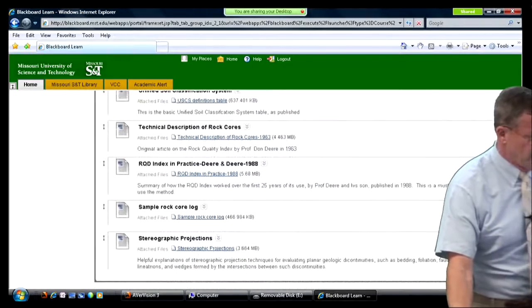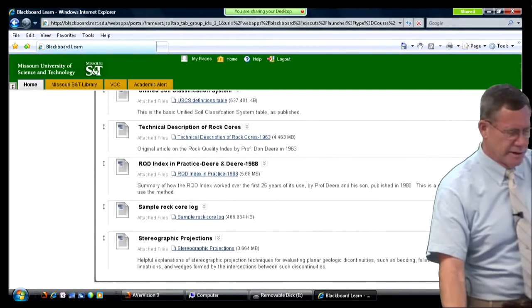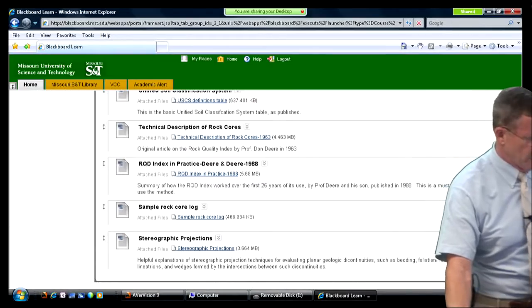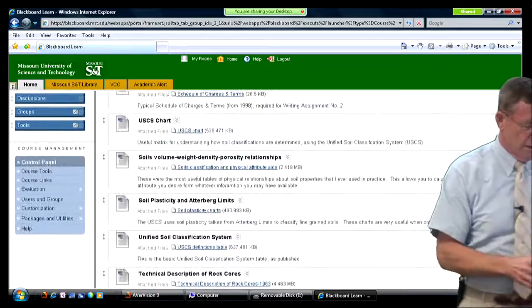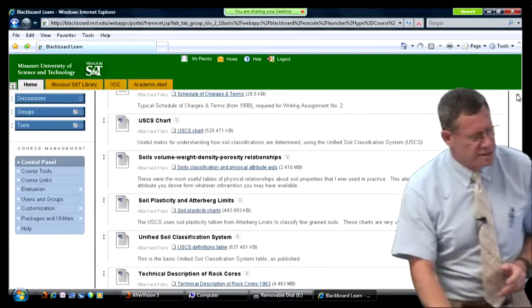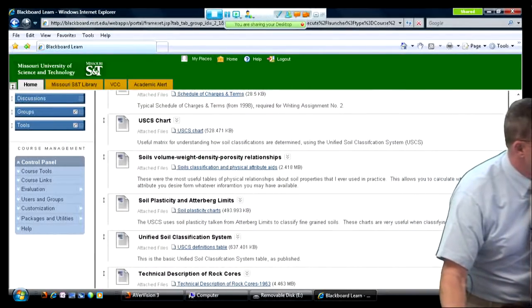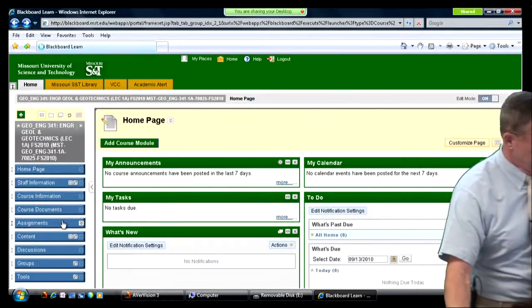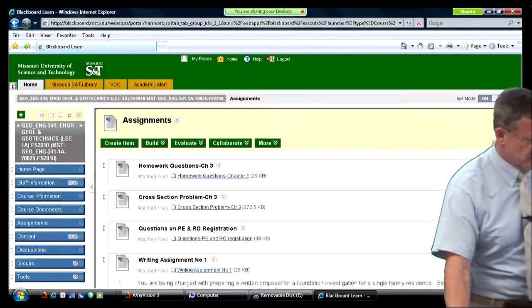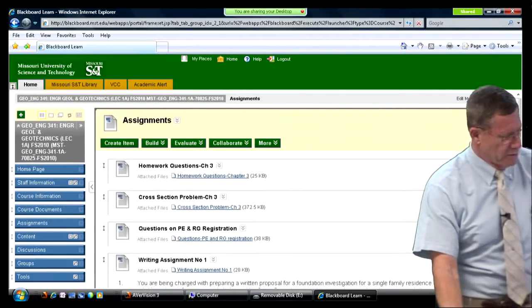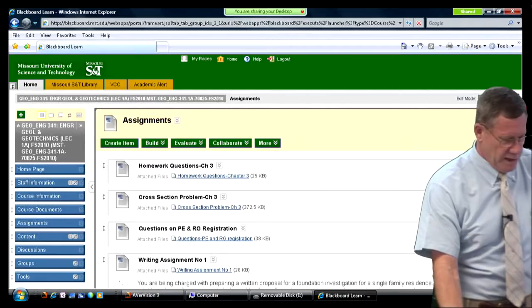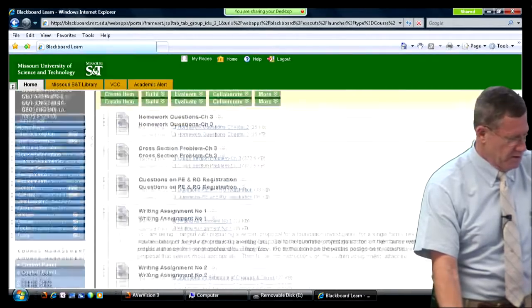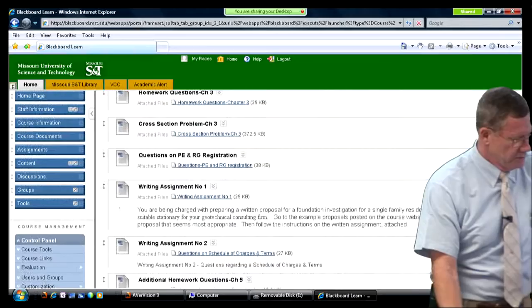Technical description of rock cores is stuff we're going to be doing later in the chapter on rock mechanics. And so these are the things you need for some of the assignments you're going to be doing here. Now let's go down and look at assignments, and it should have the chapter 5 questions there. So there's your homework question, chapter 3. And writing assignment number 1, which you should be starting on as well here soon. If I have time today, we'll go over what that is.